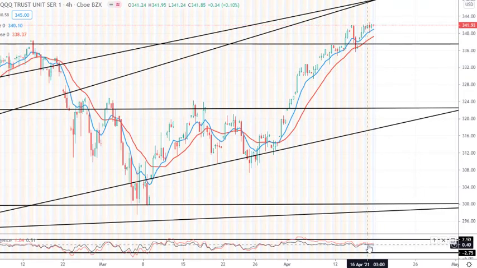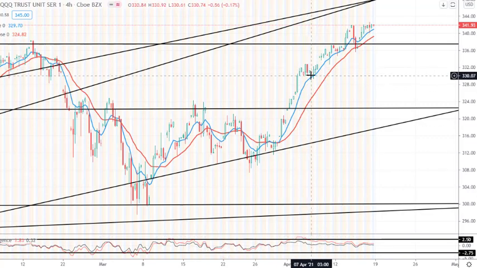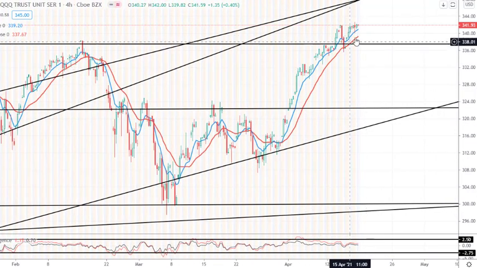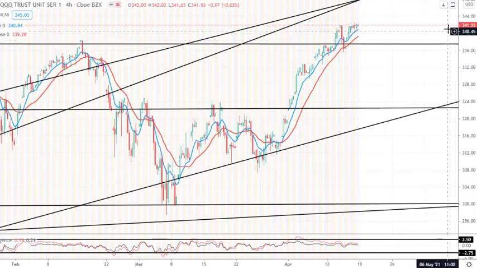On the 4-hour chart, we're not overextended the way that we were in April, where we saw a little bit of short-term price action. So it seems like this could continue up at this regular pace.